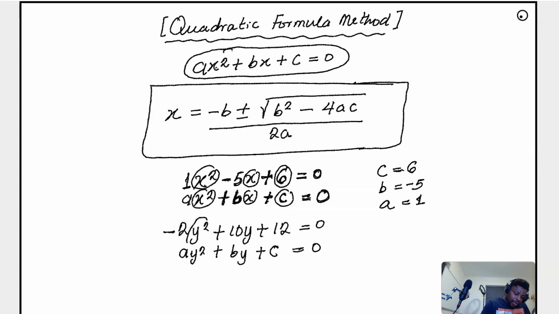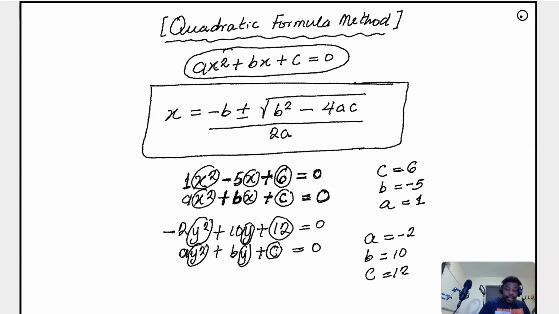So here, y squared is the same thing as y squared. So what is a? a is minus 2. Y is the same thing as y. This is plus times plus, that is plus, so b is 10. Then c, plus times plus, so it's plus. So c is equal to 12. Easy. So that is the most important thing.